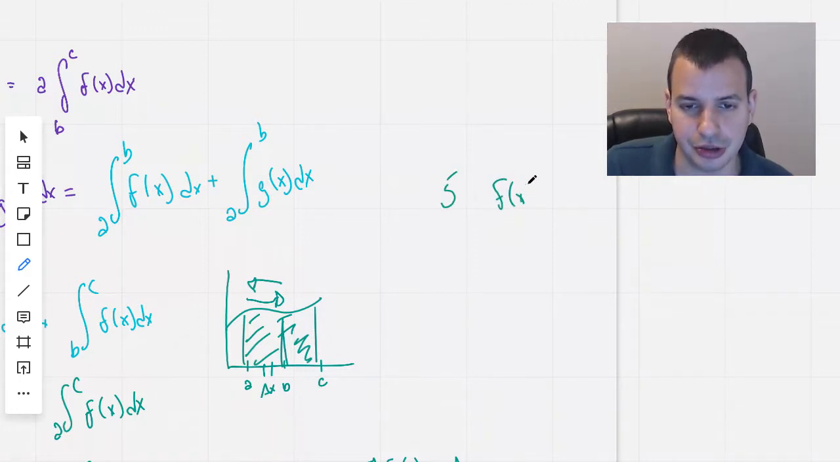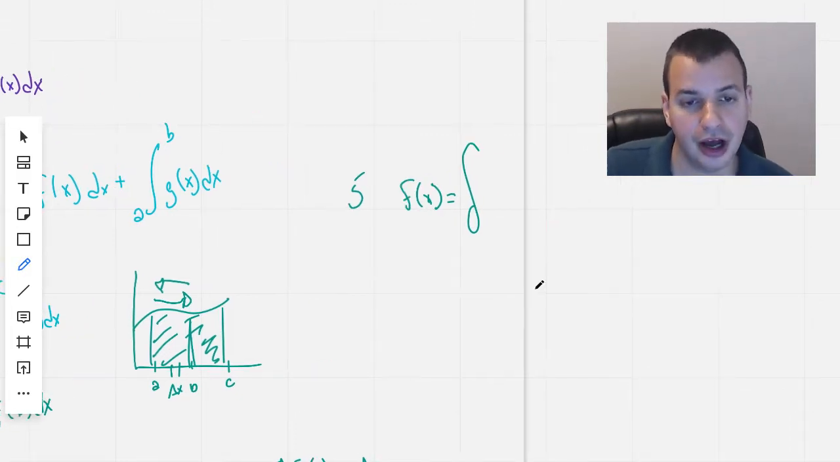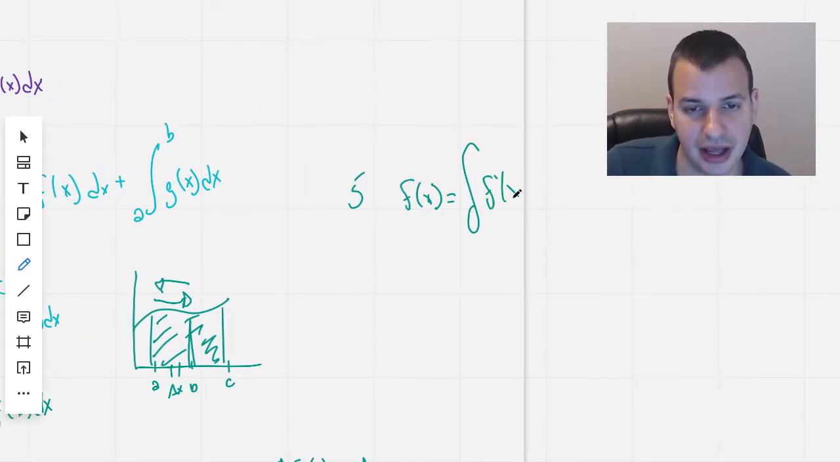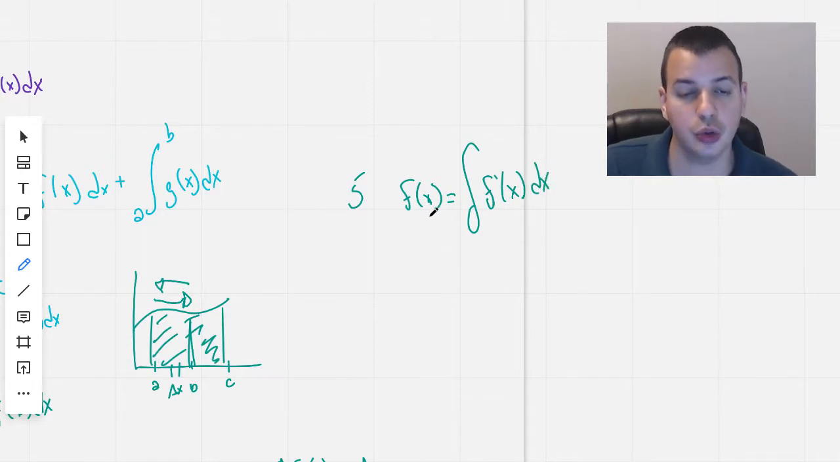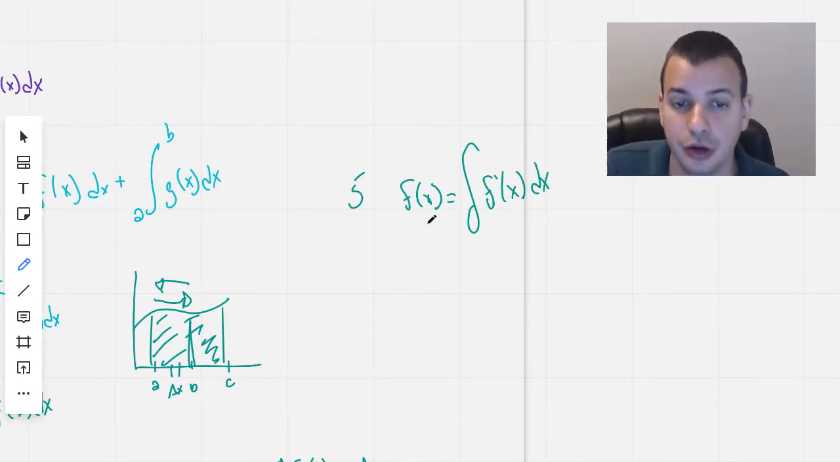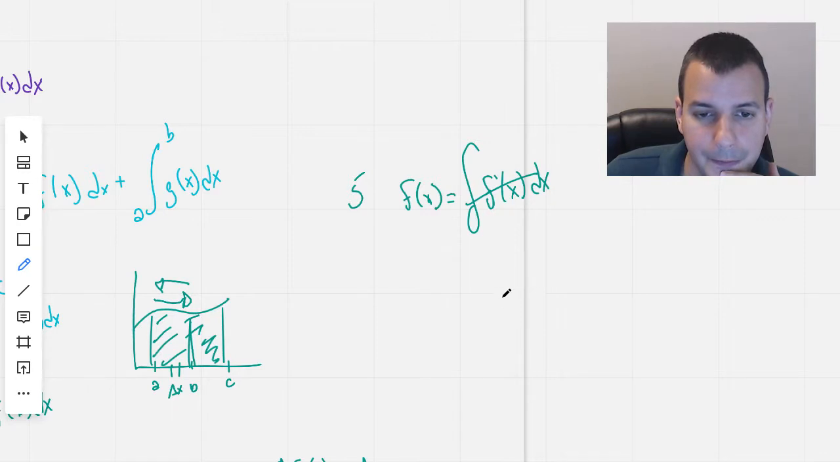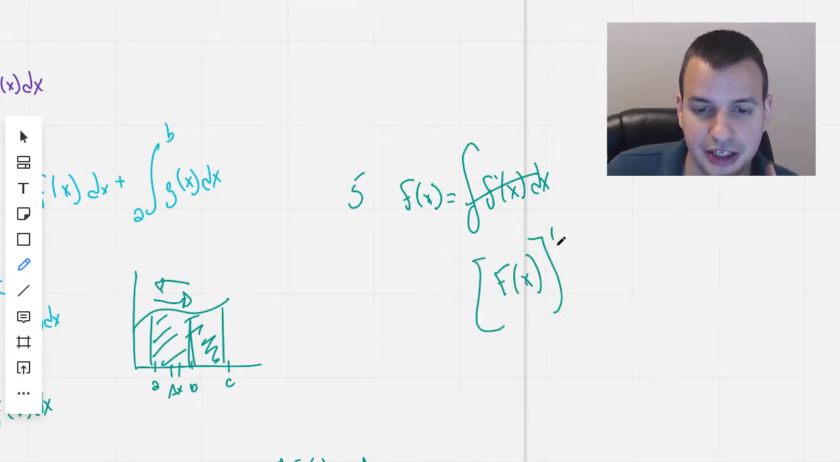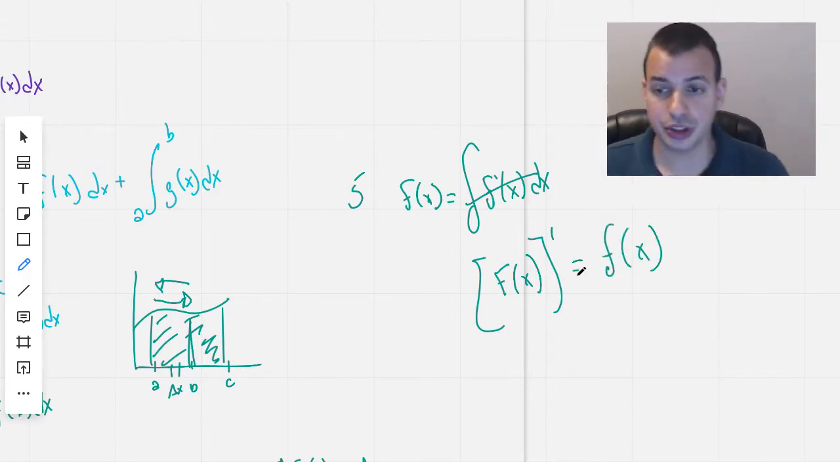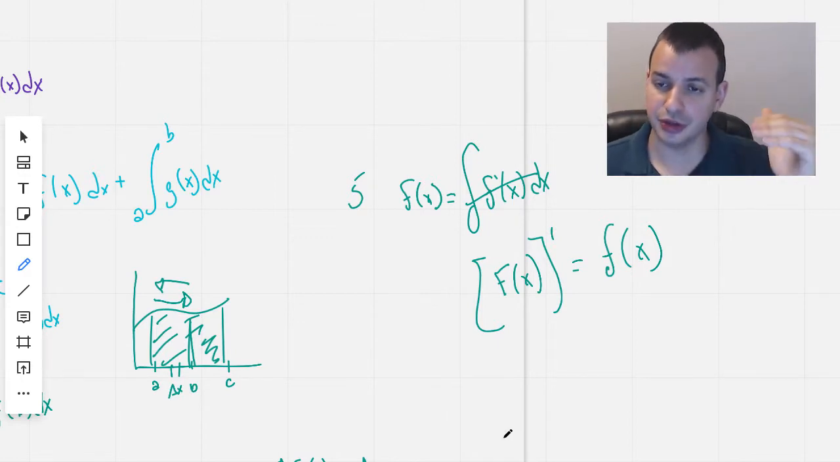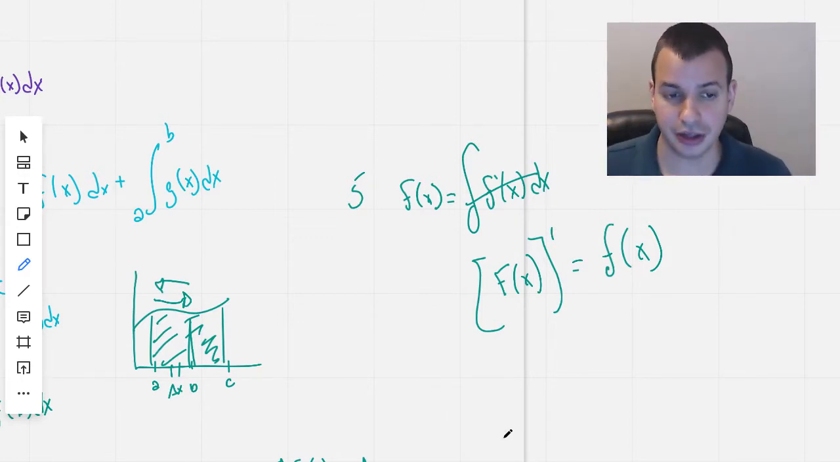And the last two that I like to go over, this one we've already mentioned before, but I think it bears repeating. The integral of f prime of x dx will give you, I'm going to rewrite this differently. I'm going to say that the derivative of the antiderivative equals f of x, which we've already talked about before. The derivative and antiderivative are inverses of each other.